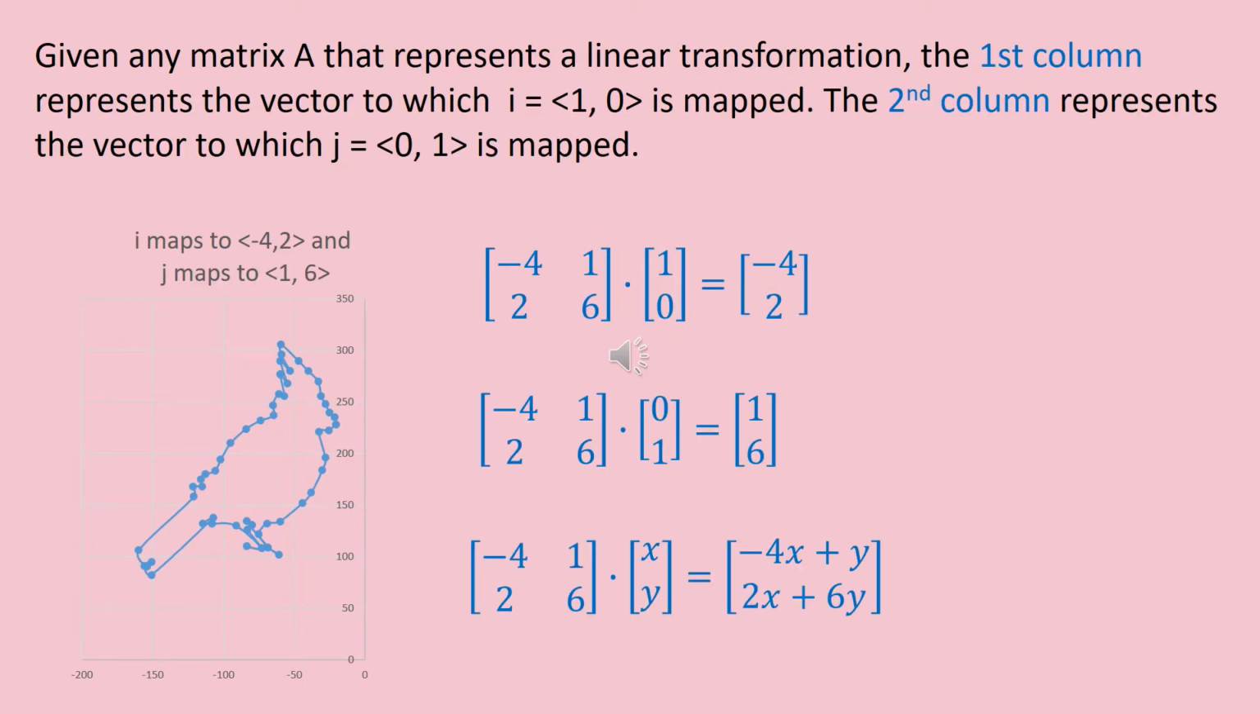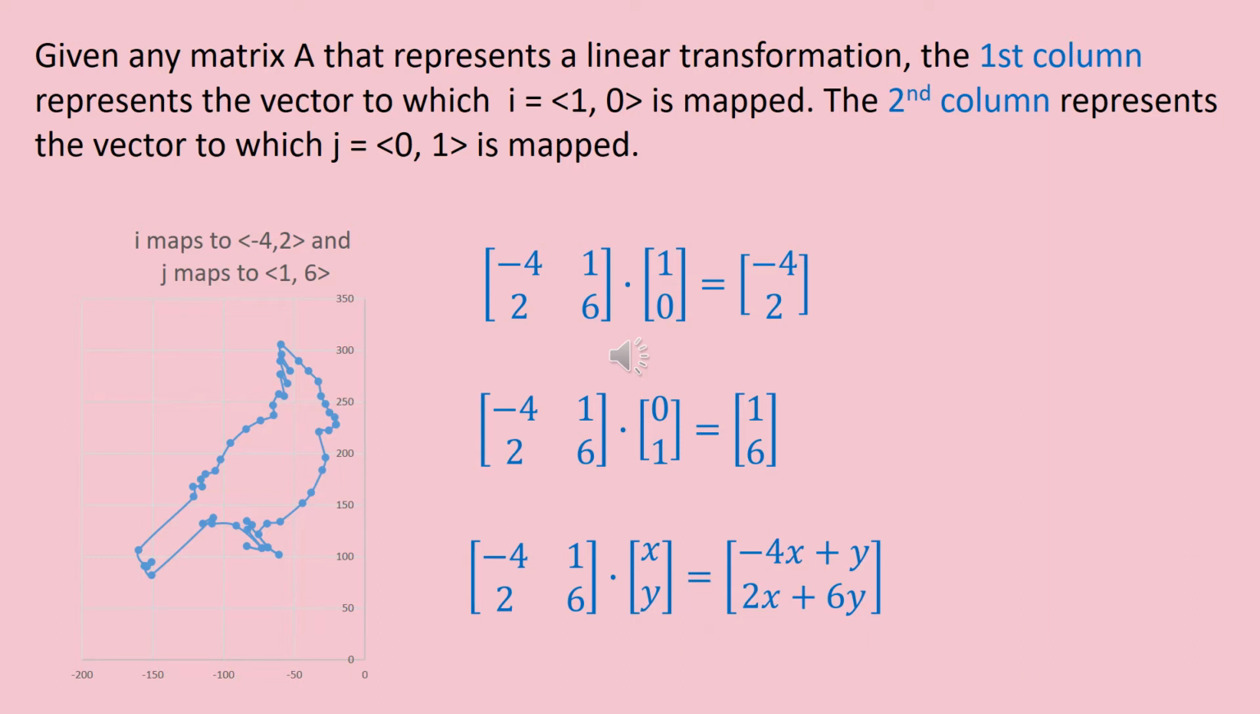In R2, it's important to point out that given matrix A that represents a linear transformation, the first column tells you where the unit vector i is mapped, and the second column tells you where the unit vector j is mapped. So in R2, i refers to the standard unit vector (1, 0), j refers to the standard unit vector (0, 1). And in a linear transformation, the first column tells you where i is mapped with this transformation, and the second column tells you where j is mapped with this transformation.